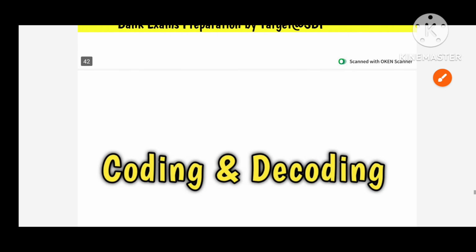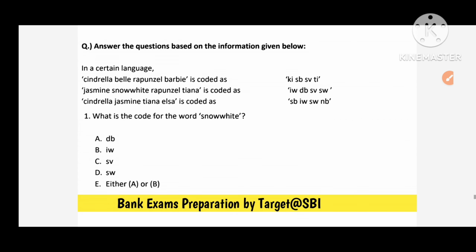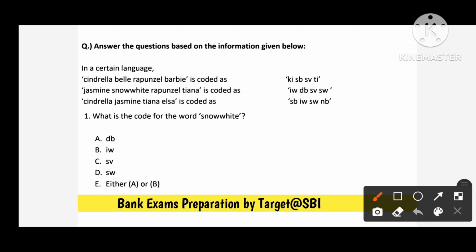Next, now we are going to see coding and decoding questions. First we need to decode the codes for each one. So let's see the first question. What is asked? What is the code for Snow White? Snow White is seen in the second line, and the remaining words are common in other statements. So the only single one in the second statement is our answer.